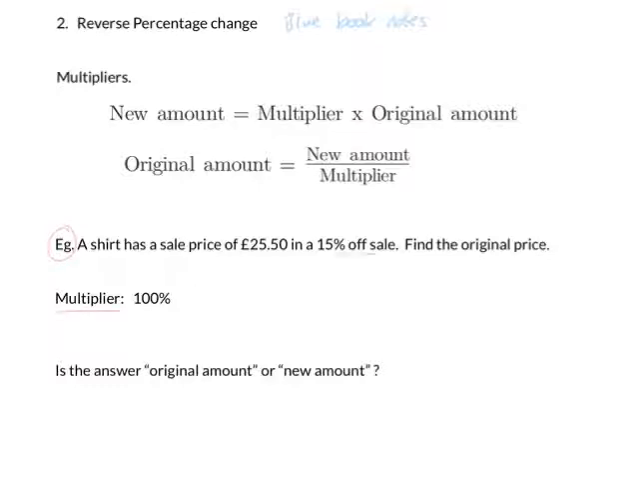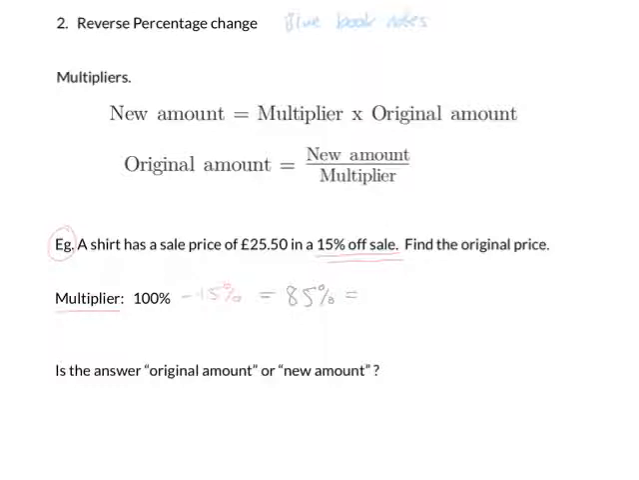So to find a multiplier, we're always going to start with 100%, and we are going to add or subtract the percentage given in the question. Now, in the question it says 15% off, so that means we take 15% off of 100%. It's really key that you're looking for the words in the question and not just the numbers.